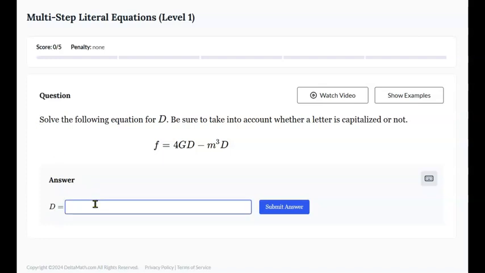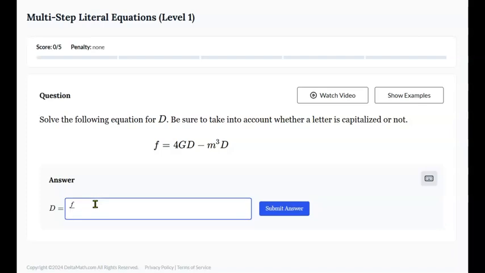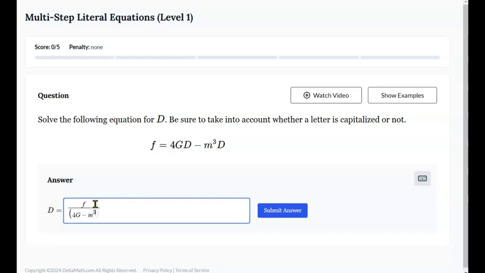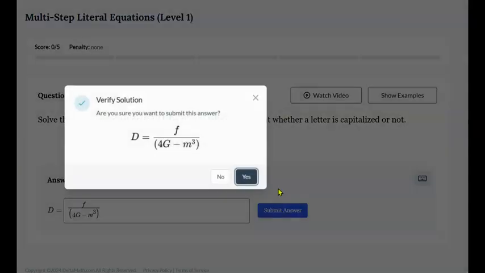F, lowercase f divided by, and we can use parentheses here, 4 capital G minus m to the third. And click submit.